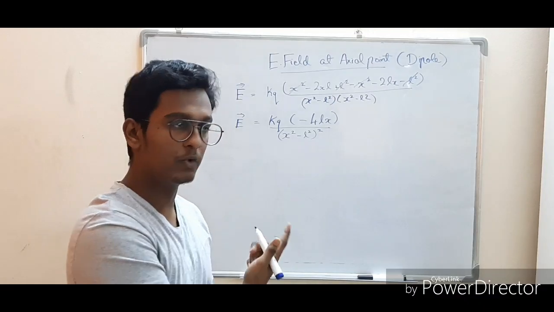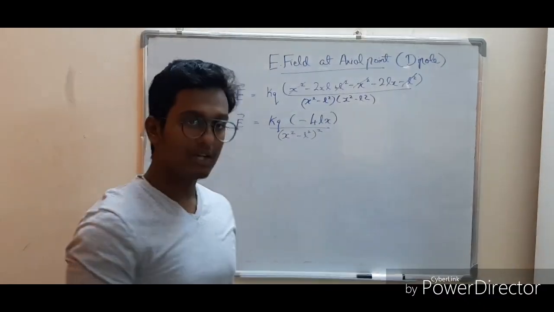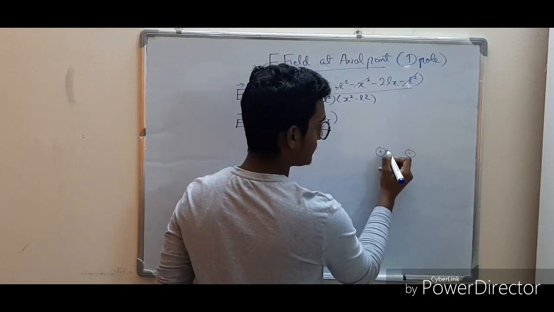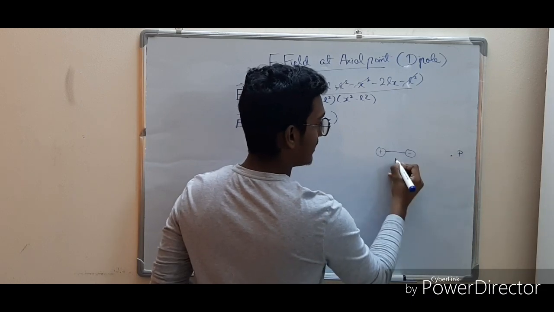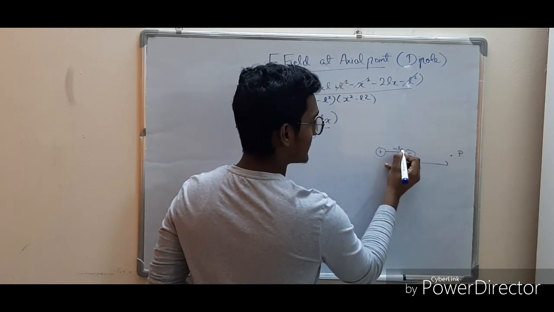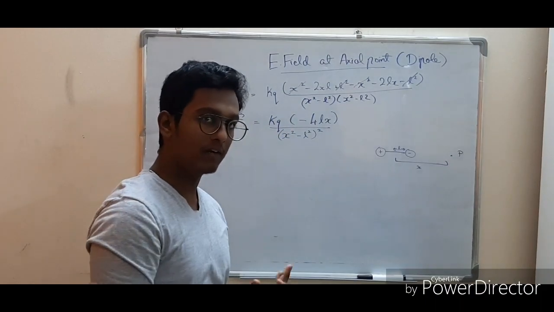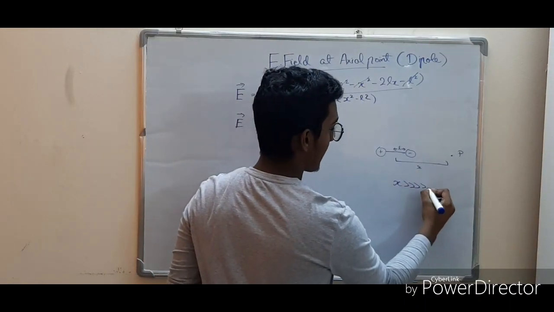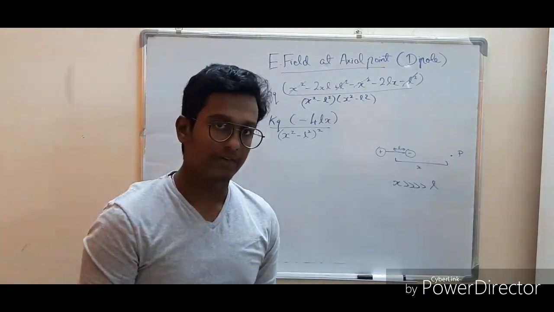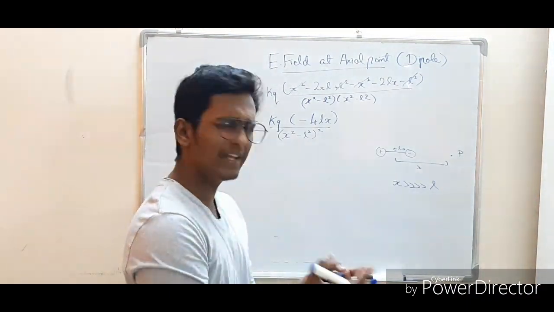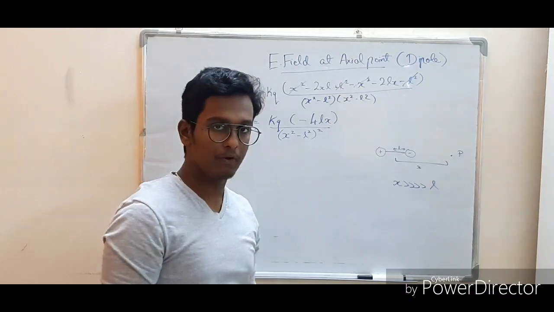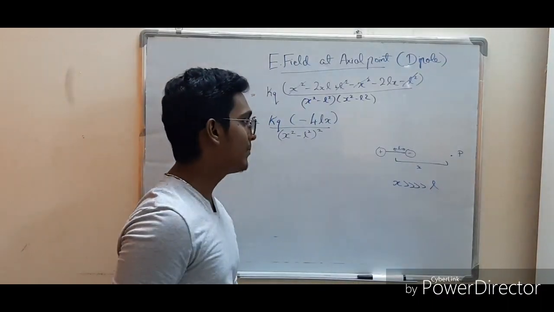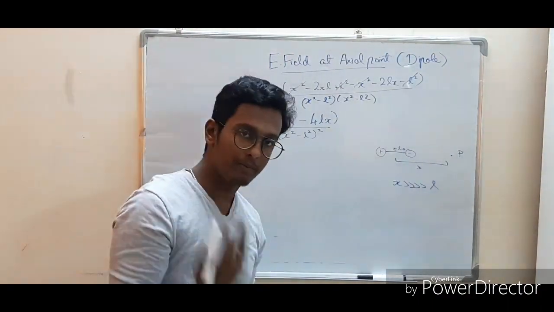But we can simplify this further with certain assumptions. What we are going to assume is that the distance of the point which we have considered, the point P over here, this distance x is far greater than the distance separating the dipole, that is x greater than L. Because if you see a dipole, in reality it's very minute, the charges are very close to each other. So any distance you choose as a point P is mostly going to be very great compared to this distance. So what is going to happen is x square minus L square is going to remain as x square.